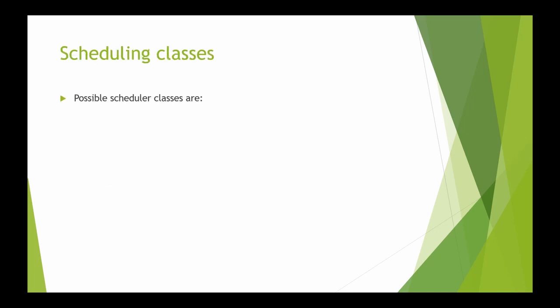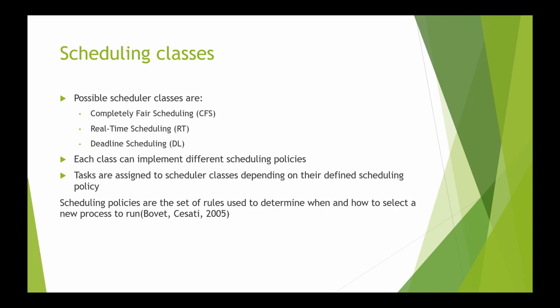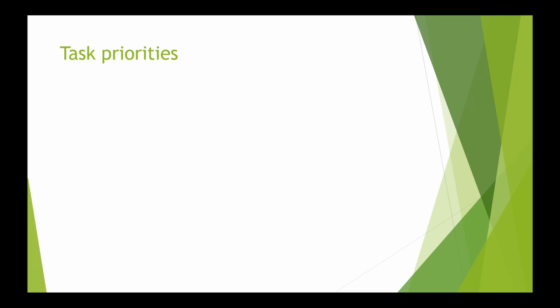There are three possible scheduler classes: completely fair scheduling, real-time scheduling, and deadline scheduling. Each class can implement different scheduling policies. The tasks are assigned to scheduling classes depending on their defined scheduling policy. Scheduling policies are the set of rules used to determine when and how to select a new process to run. In addition to policies, tasks also have different priorities. Priorities are used by the scheduling classes to bias the execution order.